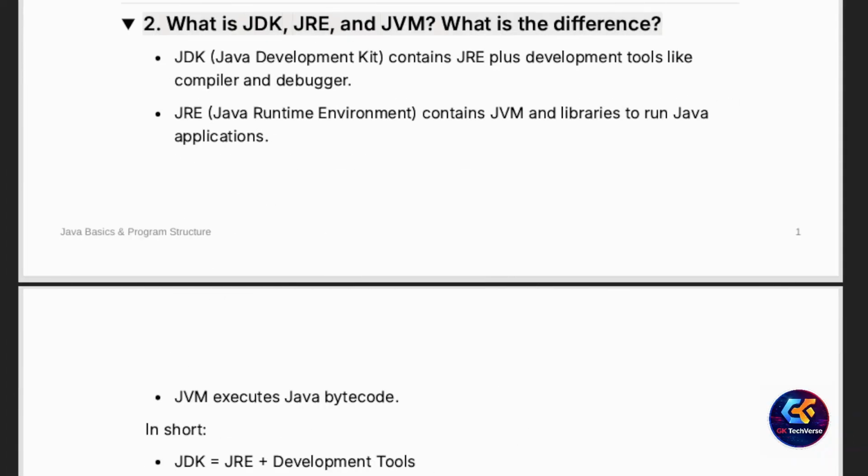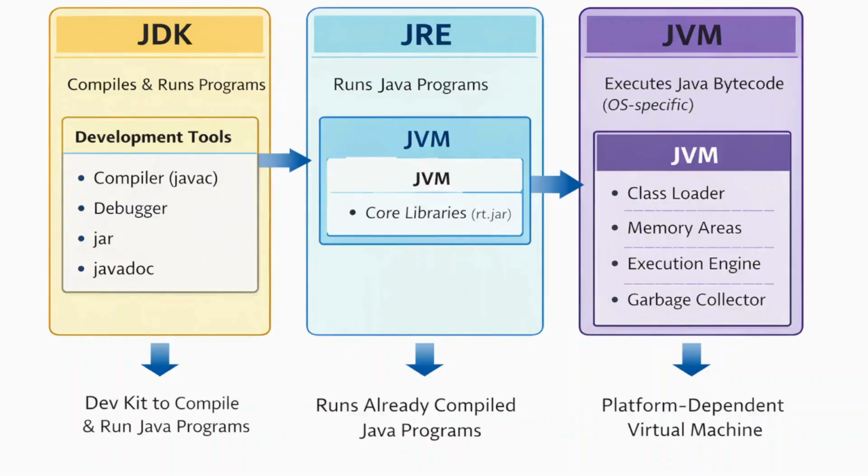So the next question is, what are JDK, JRE, and JVM? What is the difference? This is a very important topic, and every Java developer must know these terms. JDK stands for Java Development Kit, which contains JRE, compiler, debugger, and development tools, basically used to develop Java applications. JRE stands for Java Runtime Environment.